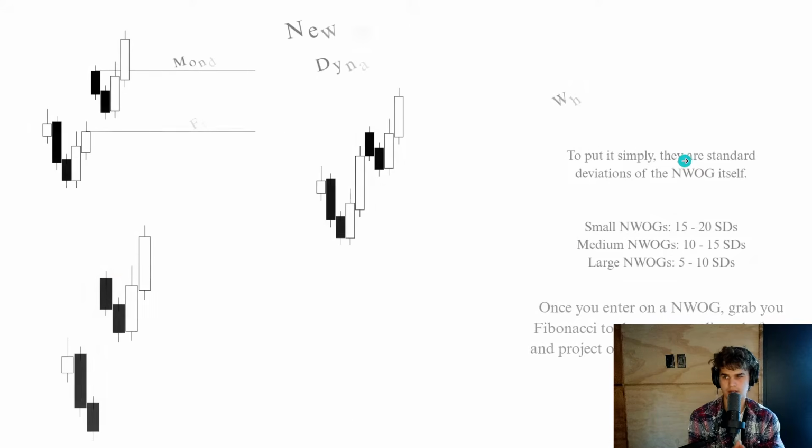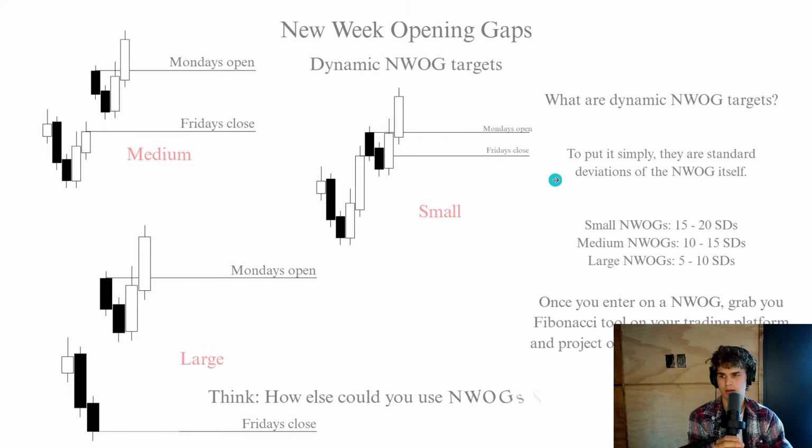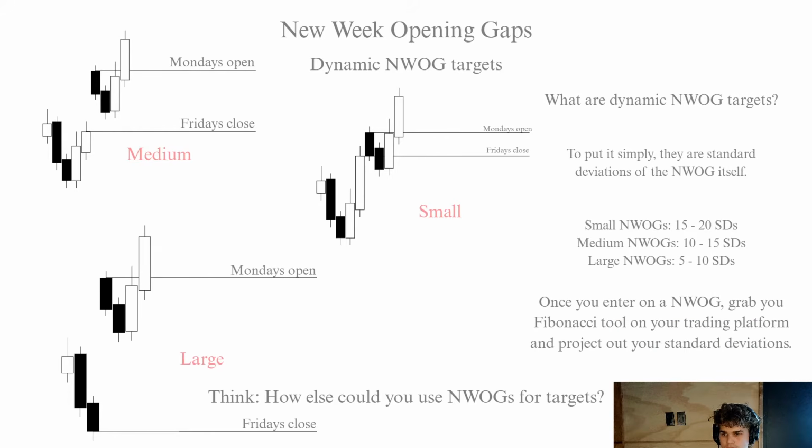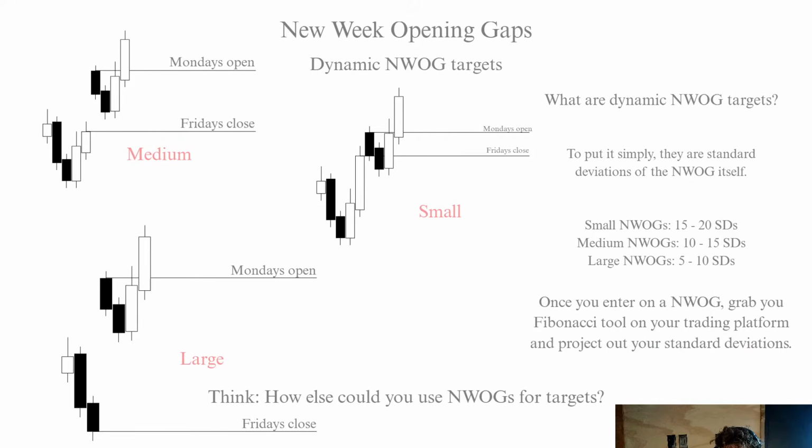Rolling on into the next kind of thing here. I'm going to move my camera down just for a second so you can actually read this. So getting into this, we're going new week opening gaps, dynamic and log targets. Now, I'm the first one to talk about this. I think I could very well be wrong. So yeah, I have not seen anybody talk about this before.